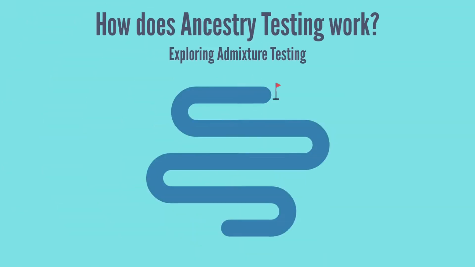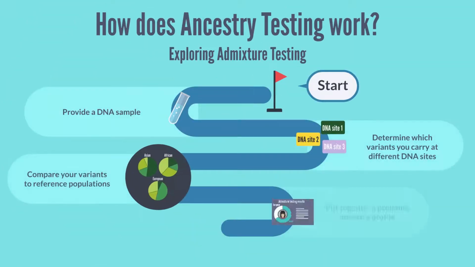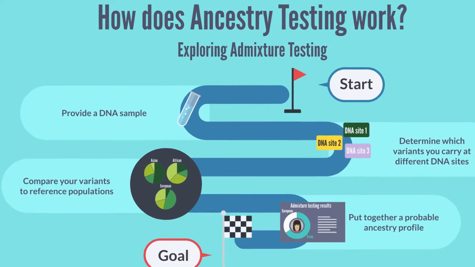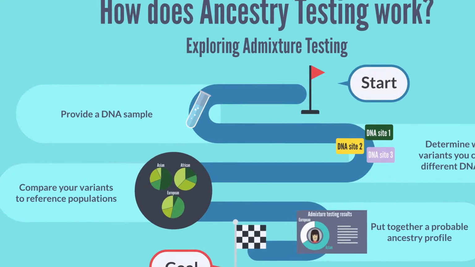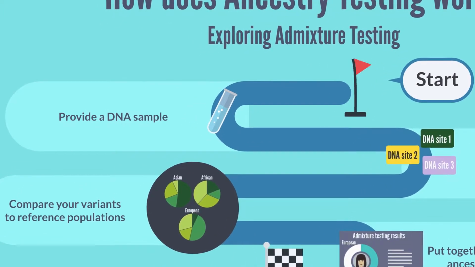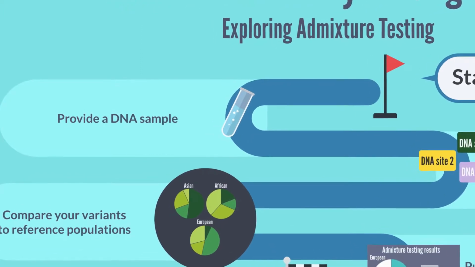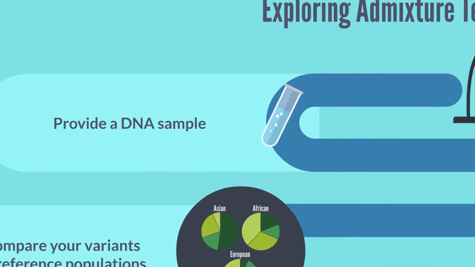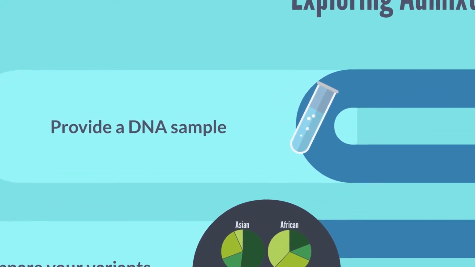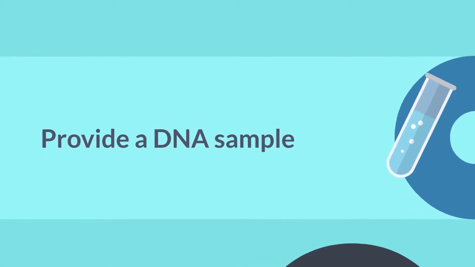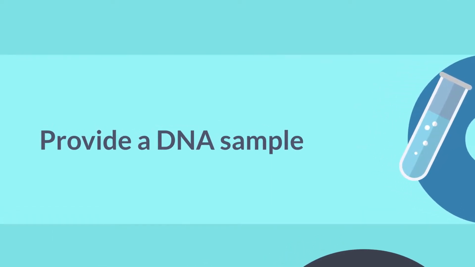To answer this question, let's have another look at how Ancestry testing works. The first step in the process is to provide the Ancestry testing company with a sample of your DNA. For example, the company may ask for a sample of your spit or a swab from the inside of your cheeks. This sample is then sent to the Ancestry testing company for further analysis. One possible source of error is if the company swaps your sample with someone else's. This is rare, but mistakes can happen.